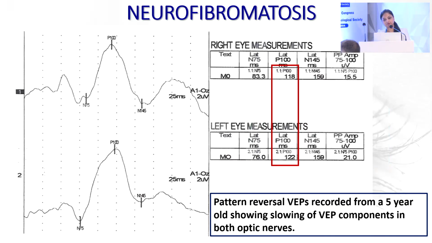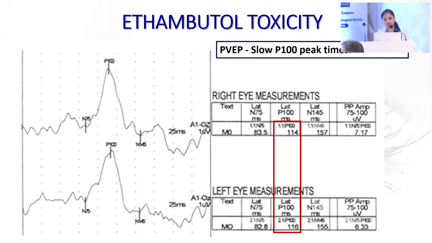In neurofibromatosis, there are optic gliomas. This shows slowing of VEP components in both optic nerves. In ethambutol toxicity, there is slowing of P100 peak times.